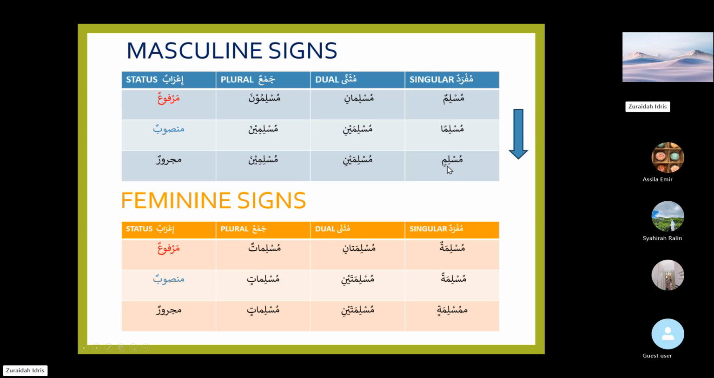Muslimun, Musliman, Muslimin, Muslimani, Muslimaini, Muslimuna, Muslimina. Don't go this way. I don't know whether, but it works better this way, to memorize. Okay, right. Now I just want to show exceptions. There are always exceptions. So masculine signs, feminine signs.